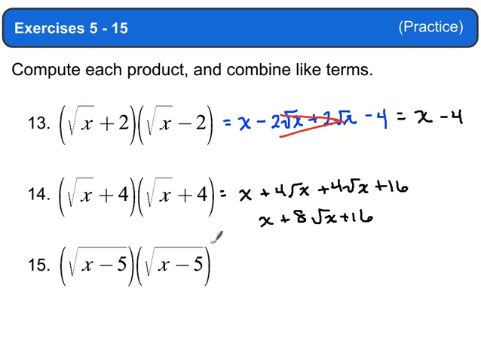You can try number 15 on your own. So if you want, you can pause the video, give it a try, play around with it. But in the end, you should get the answer of x minus 5 if you decide to do that.